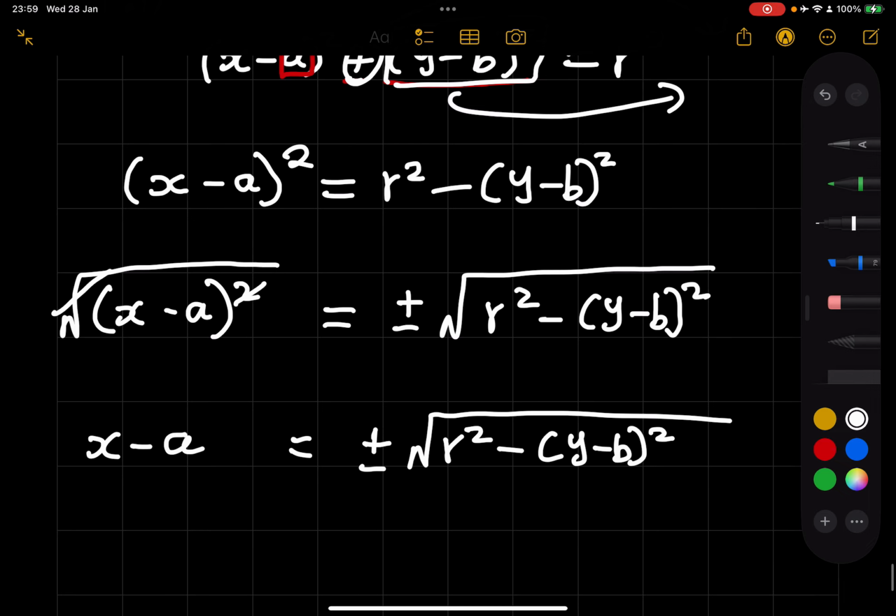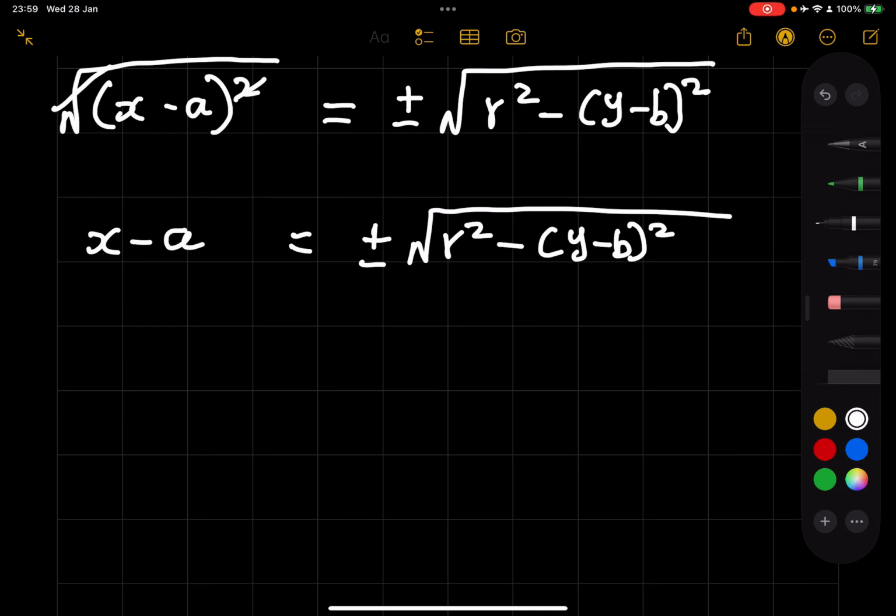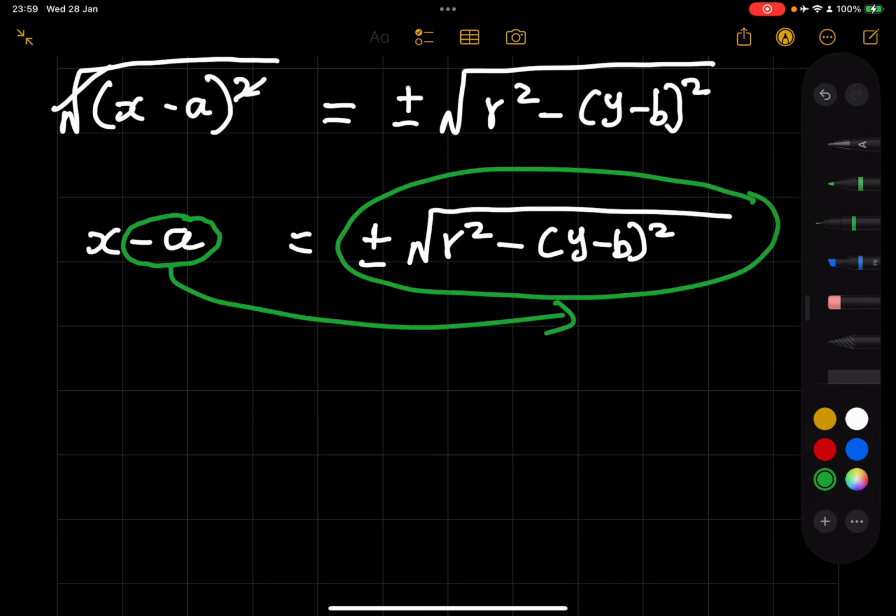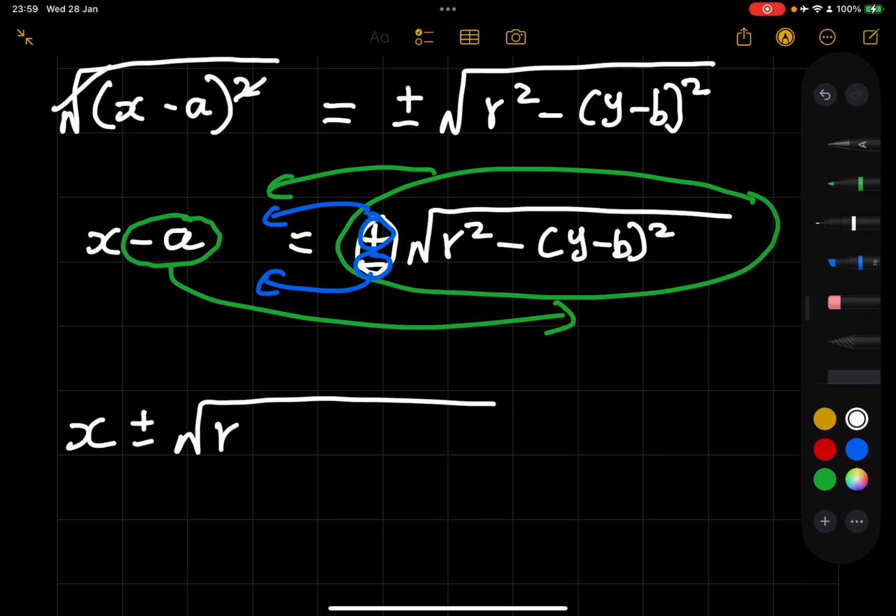Now I'm solving for a. I see that my a is negative, so I'm going to send it to this side, which means I must send this other term to the other side. So I'm going to have x, and this will still be plus minus, it's going to be minus plus. Basically this sign will be a minus when it comes to that side, and this sign will be a plus, so it's still plus minus. So it's plus minus the square root of r squared minus (y minus b) all squared equals a.